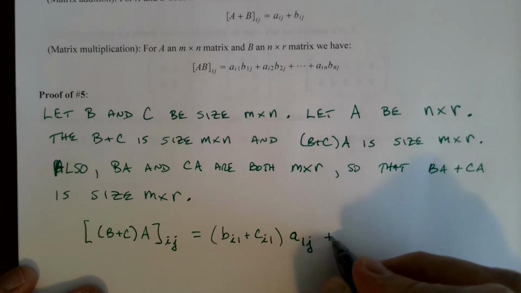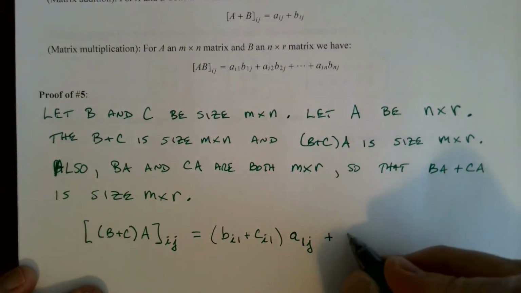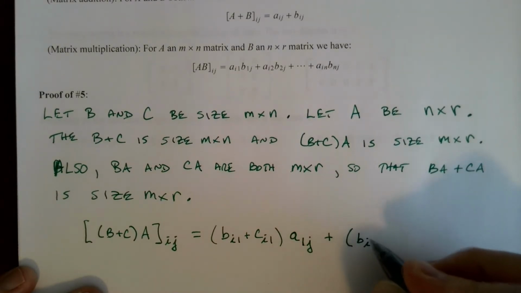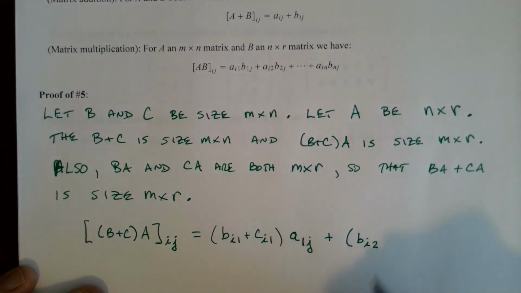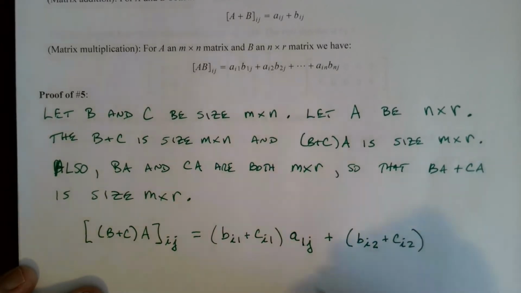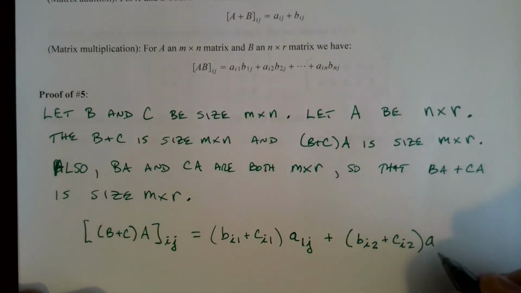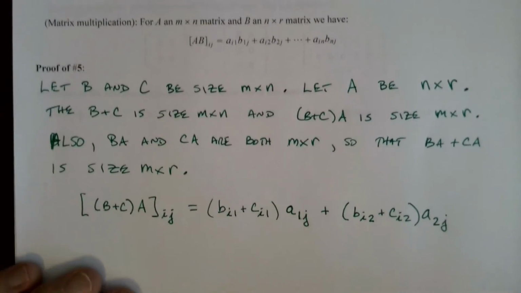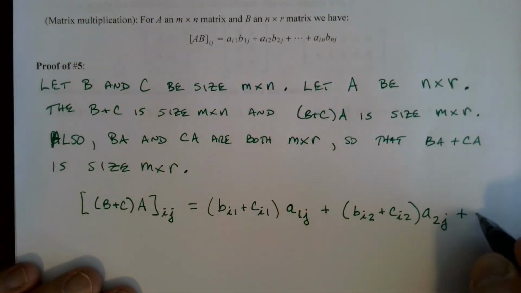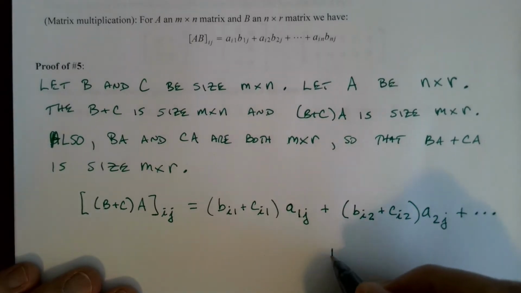So then we're going to add to that the second entry in the ith row of B plus C, which is BI second column, right? Moving across the row, we're going to the second column, CI2, and then the second entry in the jth column of A is second row, jth column. Okay, and I keep going, right? Dot, dot, dot, until I get to the end.